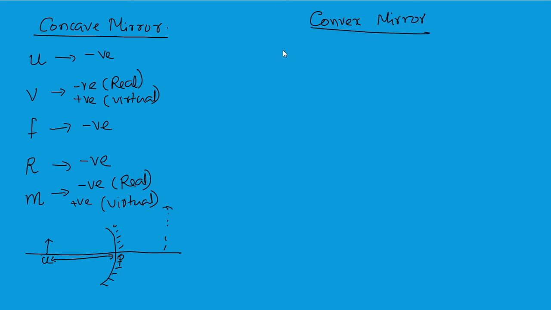Convex mirror, object distance, definitely it is negative because the object is always on the left side of the mirror, right? This is how we draw a convex mirror diagram. So this is the pole, object in front of the mirror. So here comes our focal length and the center of curvature, all those things, right? Convex mirror, we have seen, always produces a virtual image. That means on the right side of the mirror. So there is no question of real and virtual images in the case of convex mirror. So image distance is always positive.